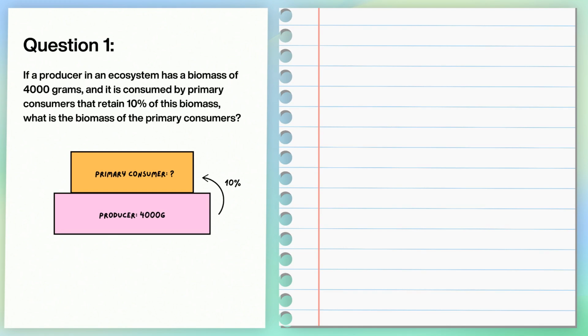Let's work through some questions to practice applying our knowledge about pyramids of biomass and biomass loss between trophic levels. Question 1. If a producer in an ecosystem has a biomass of 4,000 grams and it is consumed by primary consumers that retain 10% of this biomass, what is the biomass of the primary consumers?